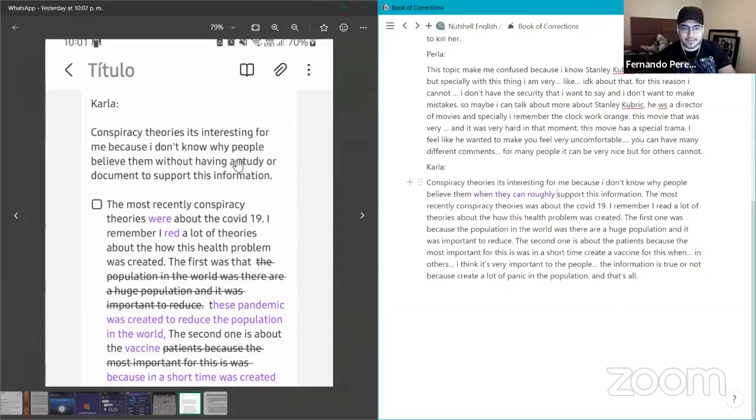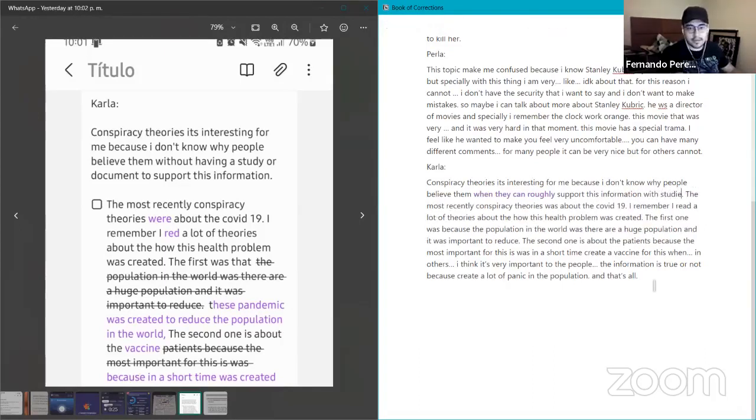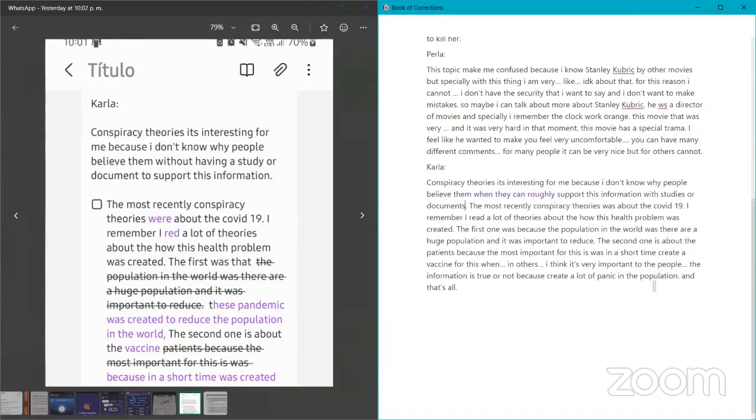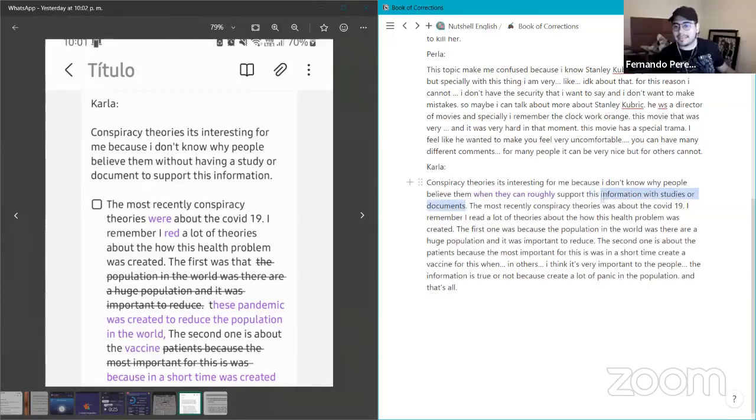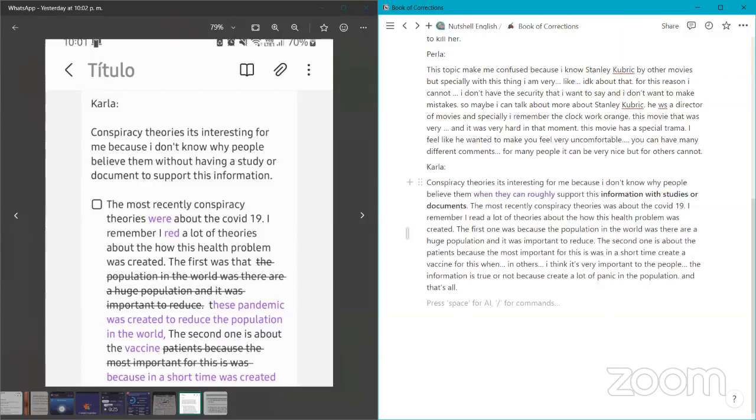Transforming this sentence, I don't know why people believe them without having a study. It can really transform the way you're speaking it. We can roughly support this information with studies or documents. So now we are enhancing speech. Okay.